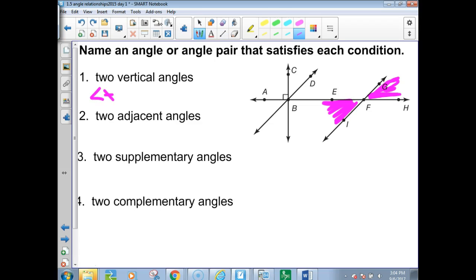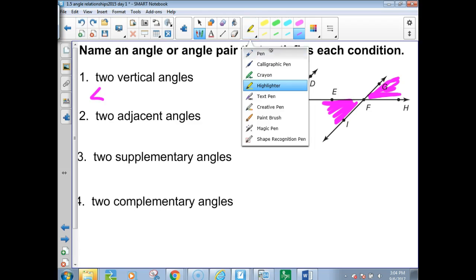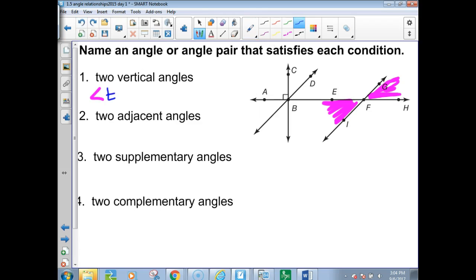I have to name them with 3 letters. Angle EFI is vertical with angle GFH. Now, that's not the only answer. We could have done EFG and HFI. Next, it's asking me to name 2 adjacent angles.